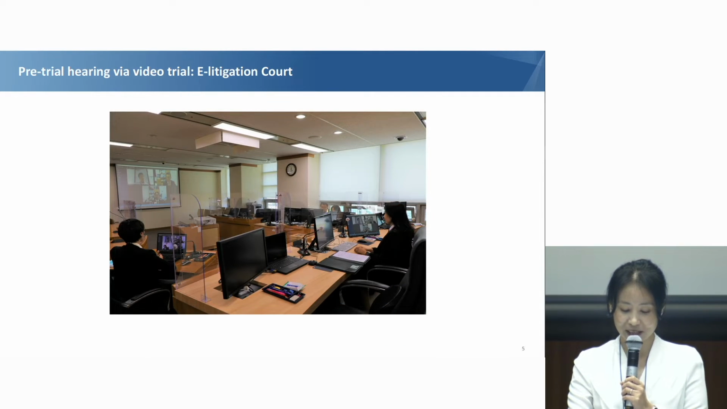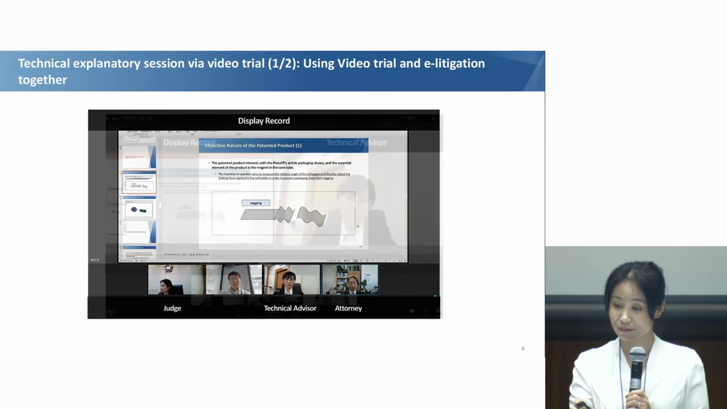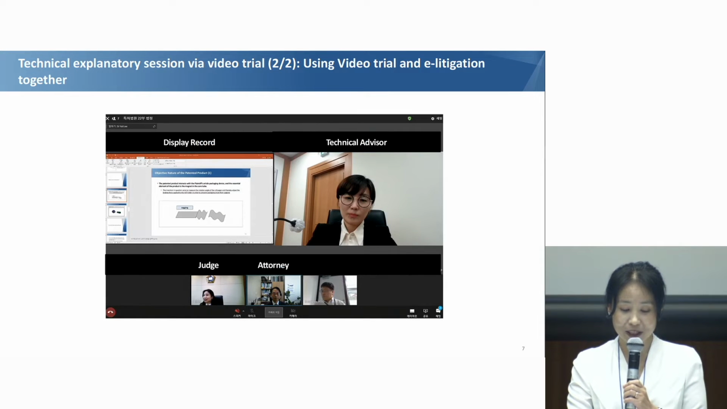This picture was taken from a pre-trial hearing conducted via video conference. For a mock trial, this is what our electronic courtroom looks like. This ensures a technical explanatory session in the presence of both parties, the technical advisor, and judges. The parties may use presentation material with photos and videos and explain technical matters.